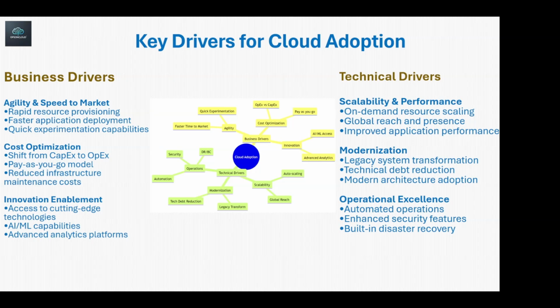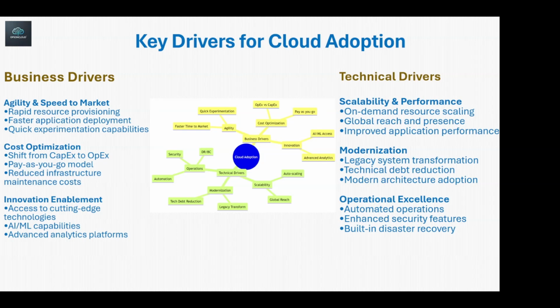We already know how we adapt to cloud from a data center centric to a public cloud provider. This will directly help us to reduce infrastructure maintenance costs. I'm not talking about infrastructure cost itself, but infrastructure maintenance costs. And the other key driver would be to enable innovation. So by adapting the cloud, you can access cutting edge technologies, right? And a wide range of AI and ML capabilities, and you will have advanced analytic platforms for your data.